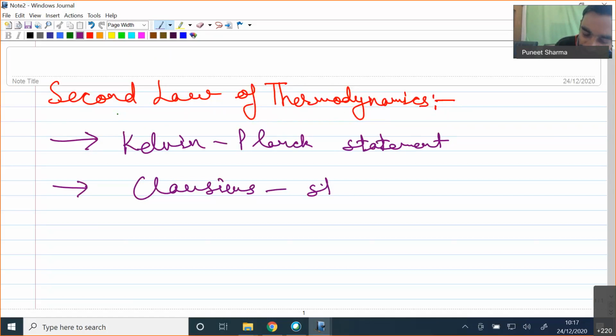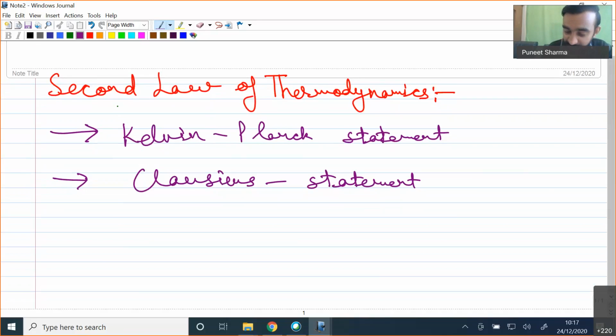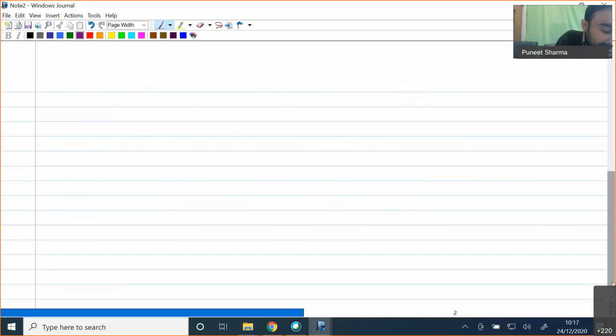Our Clausius statement has a close correlation to our refrigerator and heat pump, whereas our Kelvin-Planck statement is specifically related to heat engine devices. Because we have already completed the discussion of the heat engine, let me specify what our Kelvin-Planck statement is.